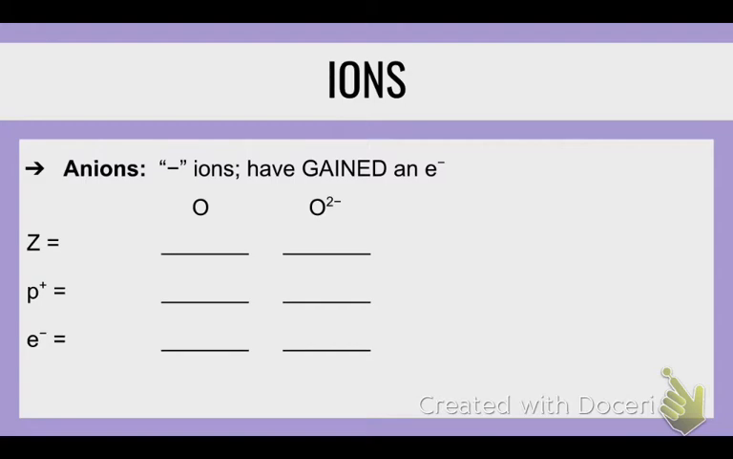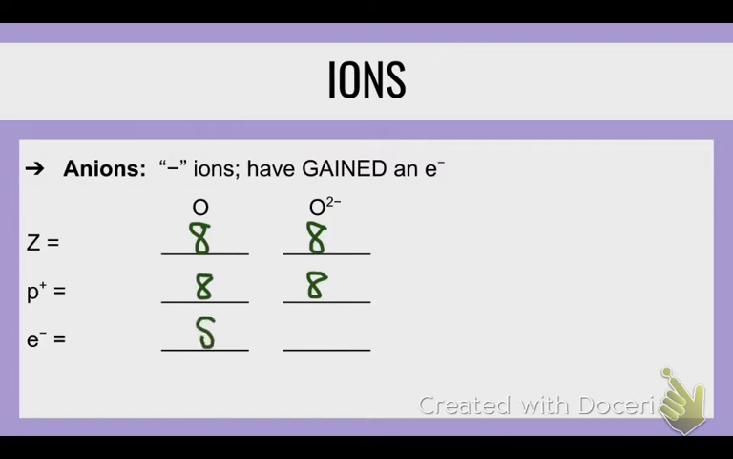So we're taking a look at oxygen. If you look on your periodic table, you're going to see that the atomic number for oxygen is 8. That doesn't change even in the anion. The number of protons doesn't change either. If I change the number of protons in an atom, it changes the atom to a different element. So ions, the protons are not going to change, but the electrons will.